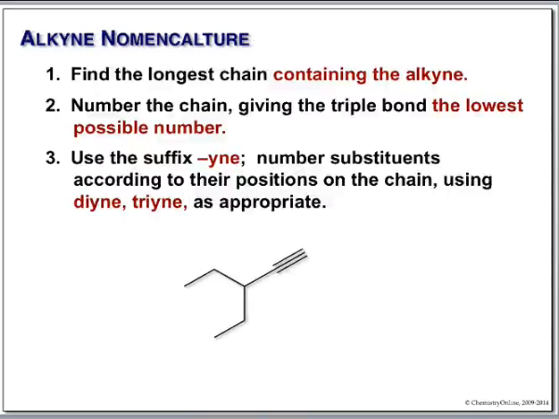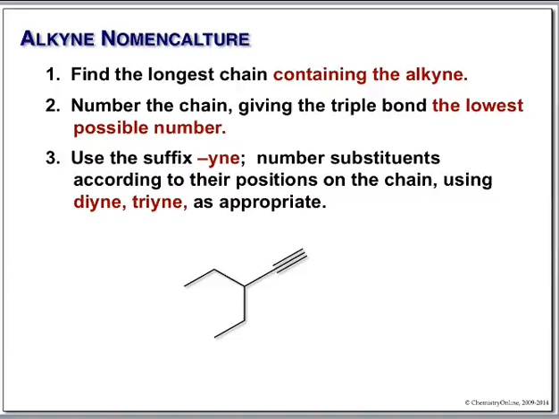If we're looking at an alkyne, our first step is going to be find our triple bond, and we're going to identify the longest continuous carbon chain that contains the alkyne. We want to number the thing, giving our alkyne carbons the lowest possible number, and then we're going to simply name substituents. If we have more than one triple bond, we would call it a diyne or a triyne, whatever.